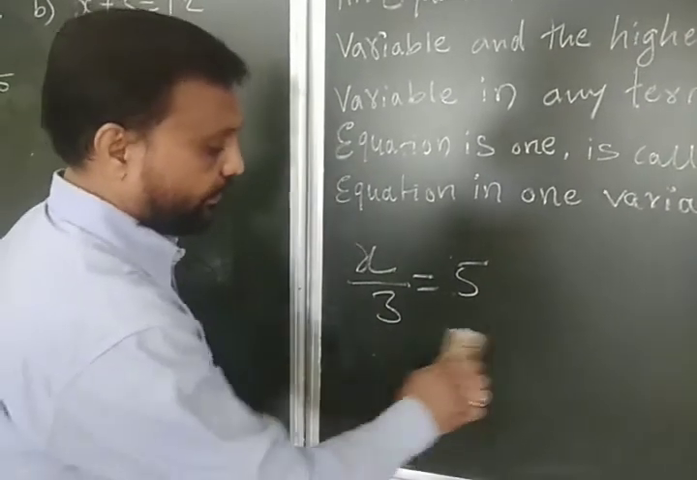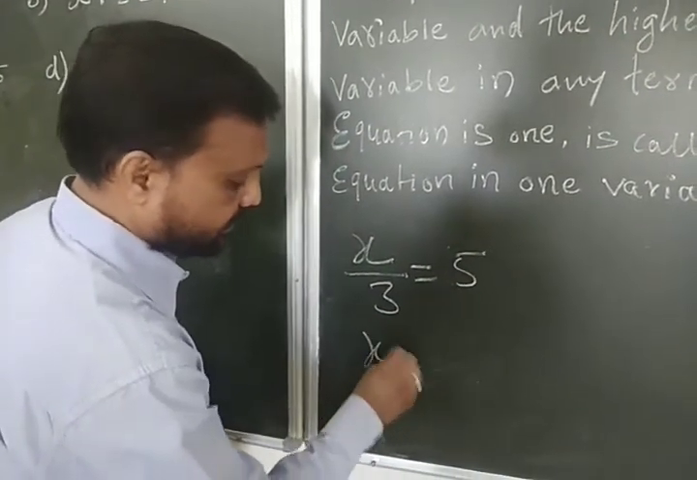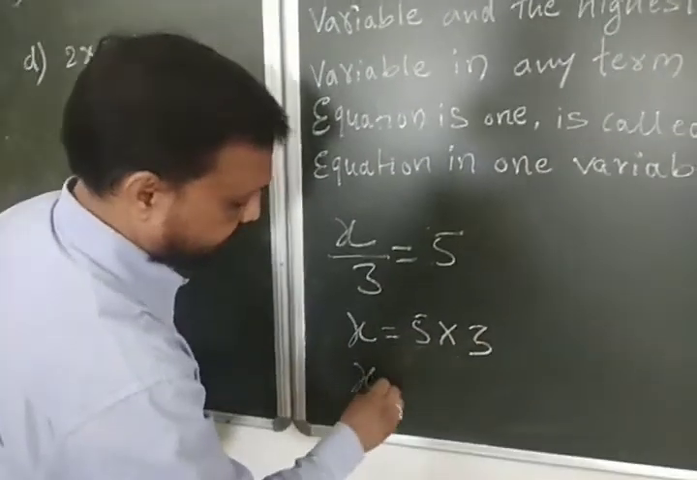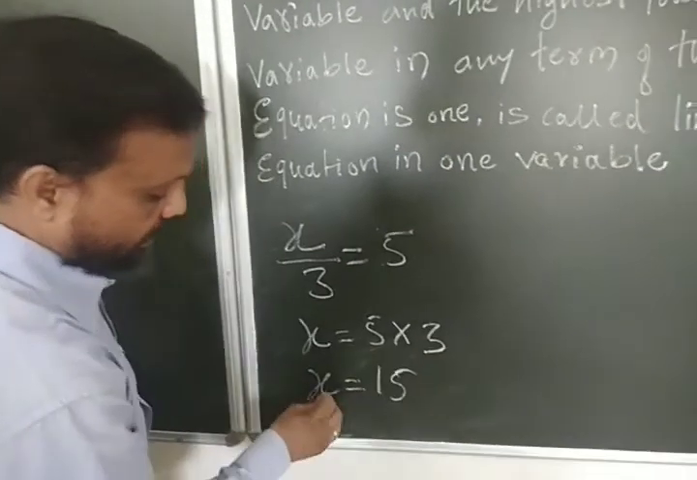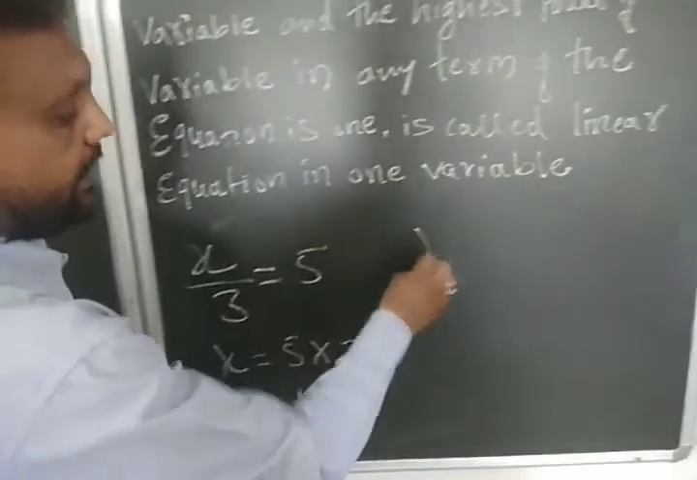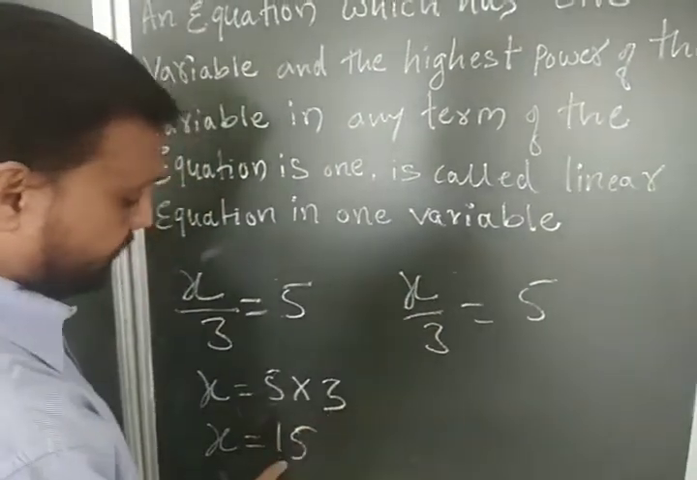So here, when you transport this 3, it becomes a multiply. So x is equal to 5 multiplied by 3. x is equal to 15. The value of x is 15. Now we will substitute the value of x by 15. x divided by 3 is equal to 5. x substituted by 15.